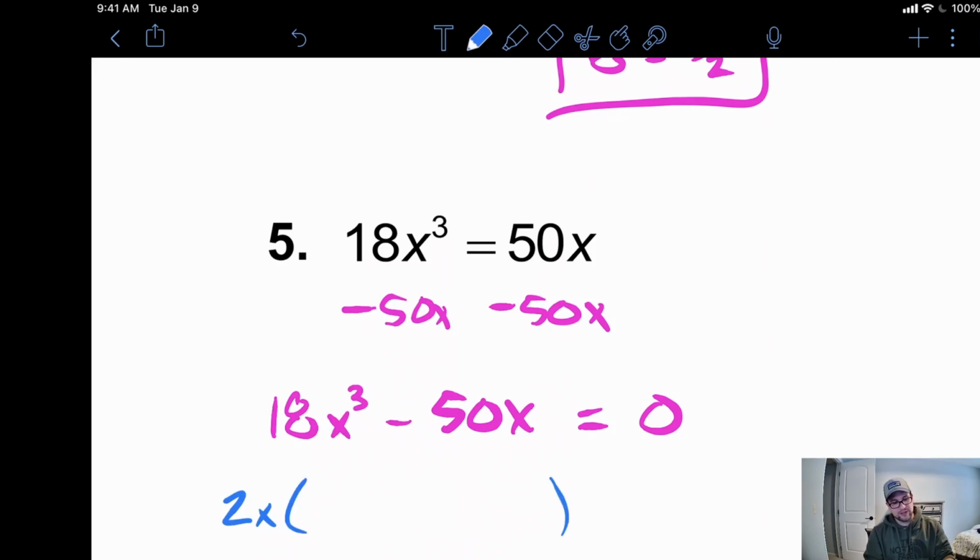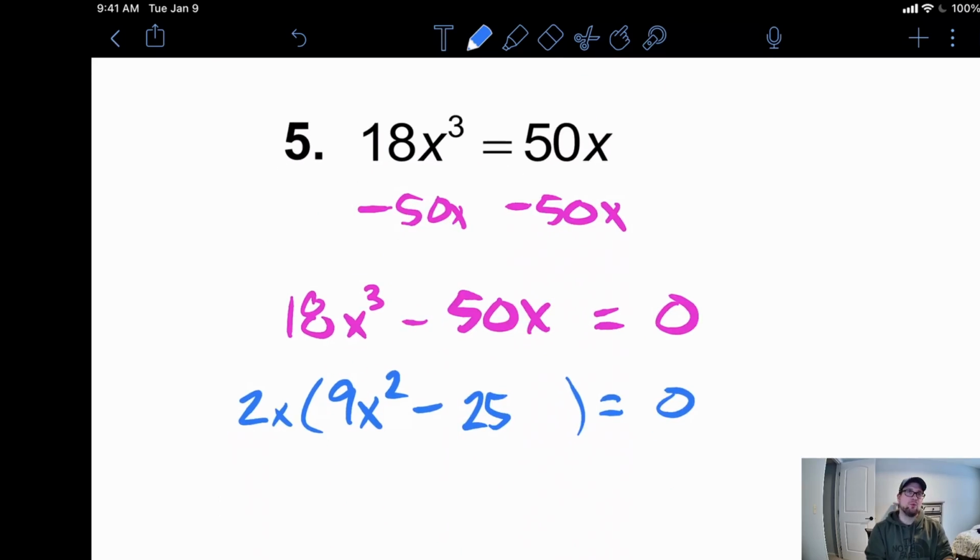So when I do this, that's going to leave me with 9x² minus 25 equals 0. Now, when I look at this, what I want to start noticing is when I have perfect squares here. Like we've talked about a couple of times now, there's a pattern when both of those are perfect squares and they are being subtracted. And what you need to do is just take the square root of both of them.